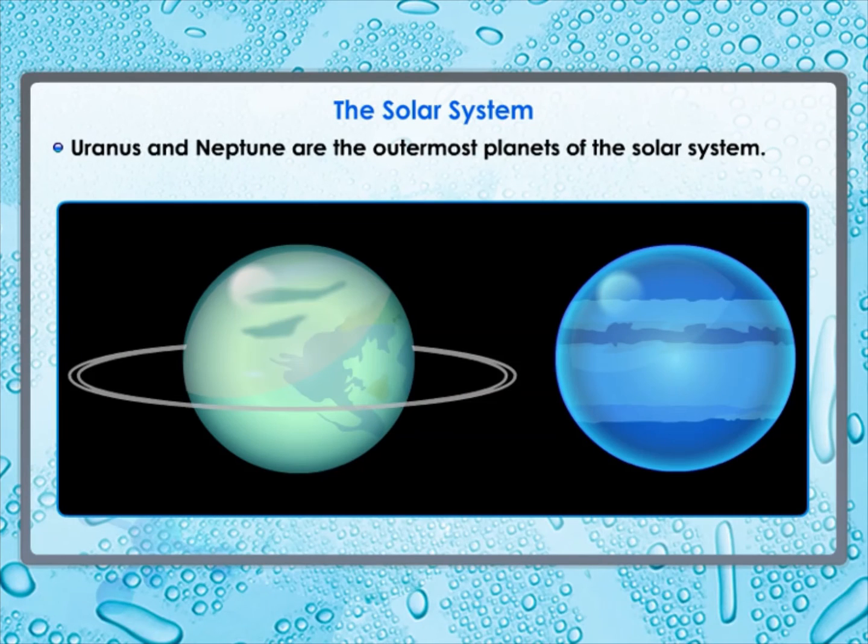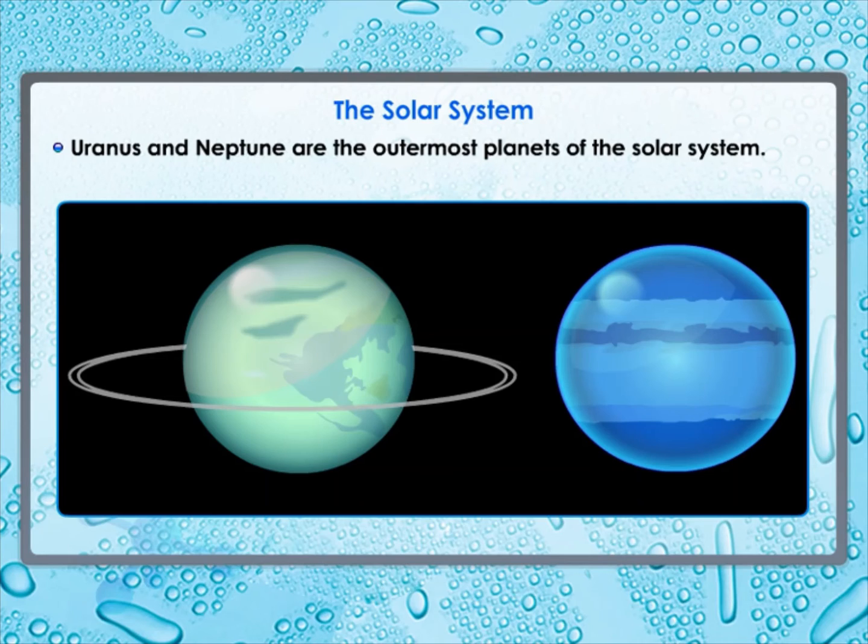Uranus and Neptune are the outermost planets of the solar system. They can be seen only with the help of large telescopes. Like Venus, Uranus also rotates from east to west. The most remarkable feature of Uranus is that it has a highly tilted rotational axis. As a result, in its orbital motion, it appears to roll on its side.